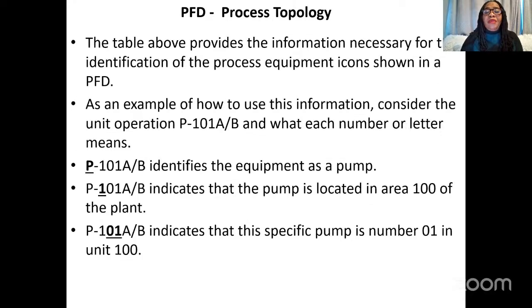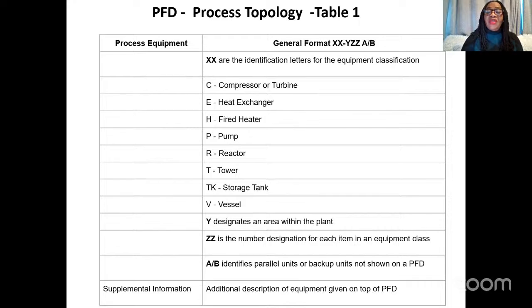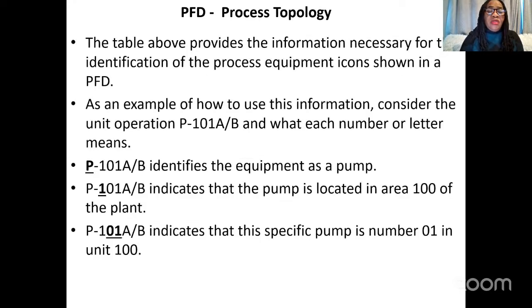The table above provides information necessary for the identification of process equipment icons shown on the PFD. An example here is that of P, that is XX-101, that is the YZZ, and then A/B, that is your A/B. It's also the same. So now let's explain and understand better these general formats, what it's all about.